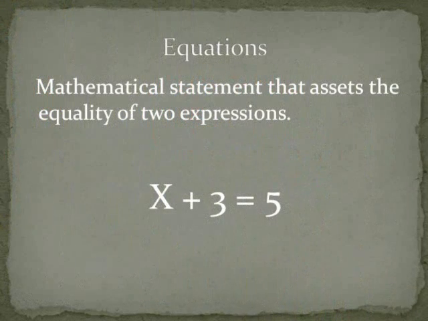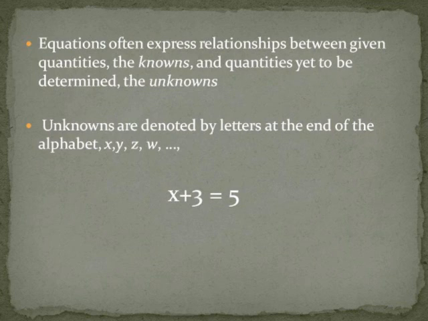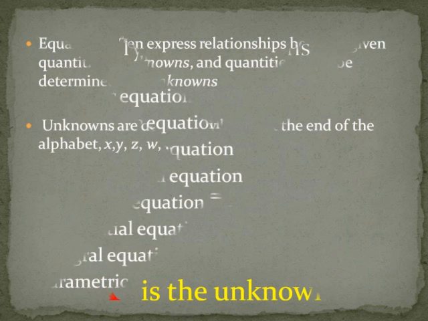But first, what is an equation? An equation is a mathematical statement that assesses the equality of two expressions. For instance, x plus 3 equals 5. The left side of the equation is equal to the right side. Equations often express relationships between given quantities, the knowns, and the quantities yet to be determined, the unknowns. Unknowns are denoted by letters at the end of the alphabet: x, y, z, w. In the equation x plus 3 equals 5, x is the unknown.